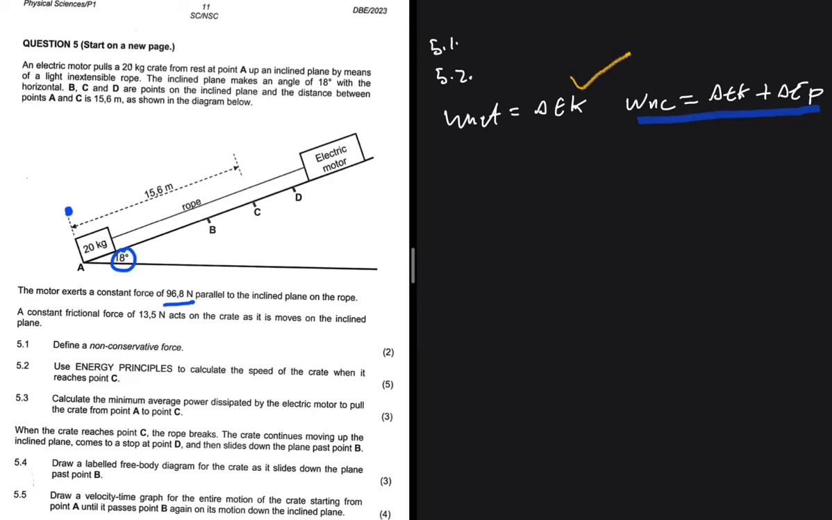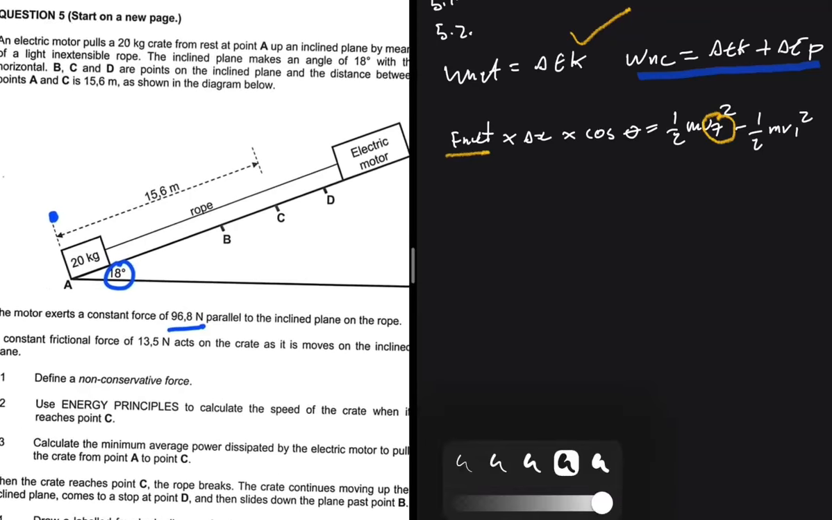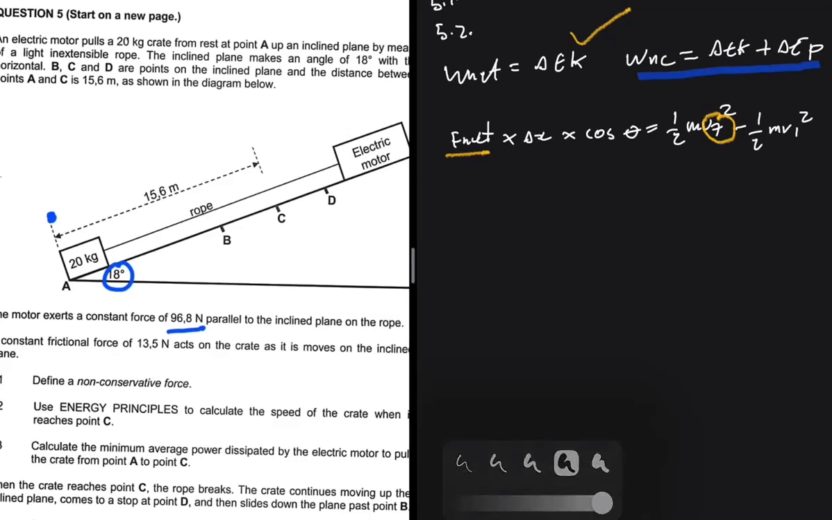If we use that formula, we're going to get F net multiplied by delta x multiplied by cos of theta equals half m Vf squared minus half m Vi squared. Now we can find the F net so that we can find Vf ultimately. So how can we find F net? Let's draw a free body diagram of the 20 kg block as it moves up the incline.